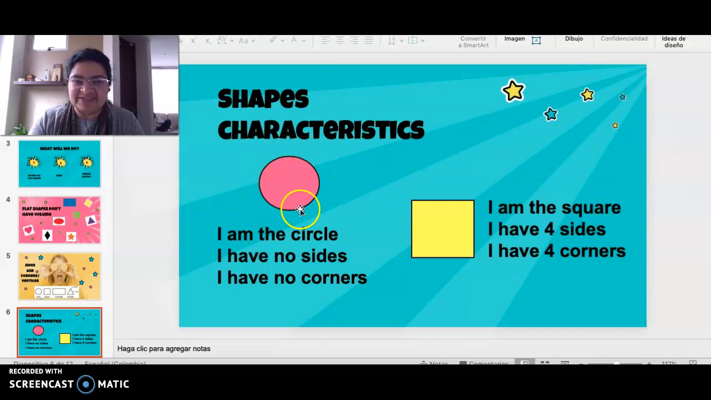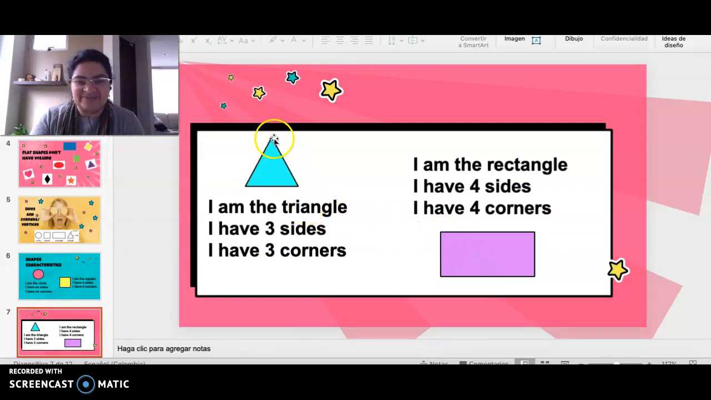I am the circle. This is the pink one. I have no sides and I have no corners. The yellow one. I am the square. I have four equal sides and four corners or vertices. Look at this one, the triangle. I am the triangle. I have three sides and I have three corners. Let's identify them. One, two, three corners. And three sides. One side, two sides, three sides.